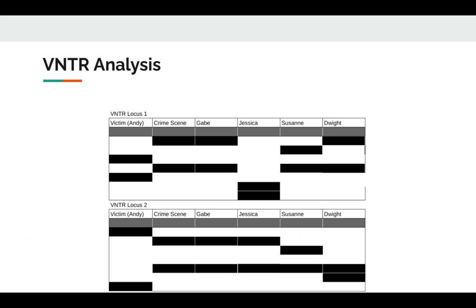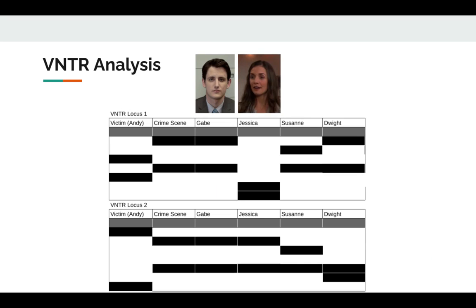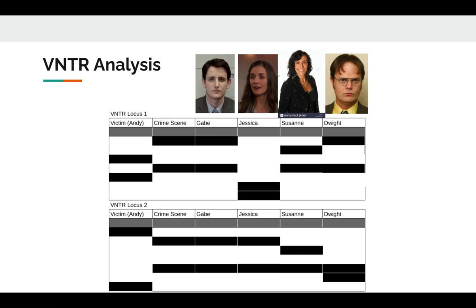Here we have the victim's DNA and the crime scene DNA, as well as the DNA samples of four different suspects. We have Gabe Lewis, from whom Andy stole his girlfriend, Jessica, and one of Andy's ex-girlfriends, Suzanne Lewis, Gabe's devoted mother, and Dwight Schrute, head salesman at Dunder Mifflin.